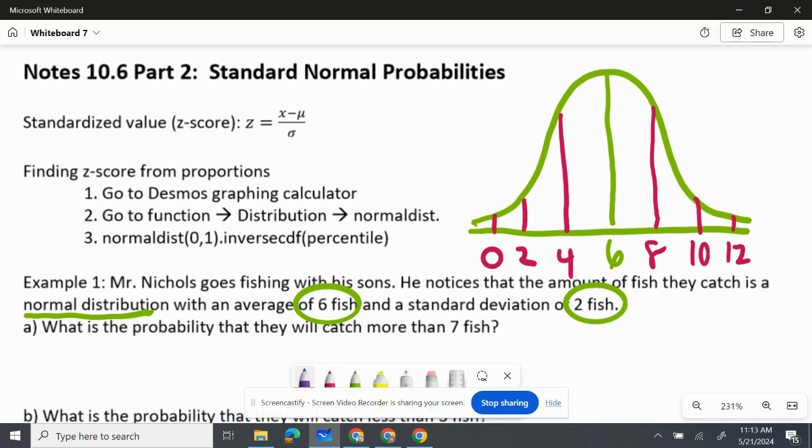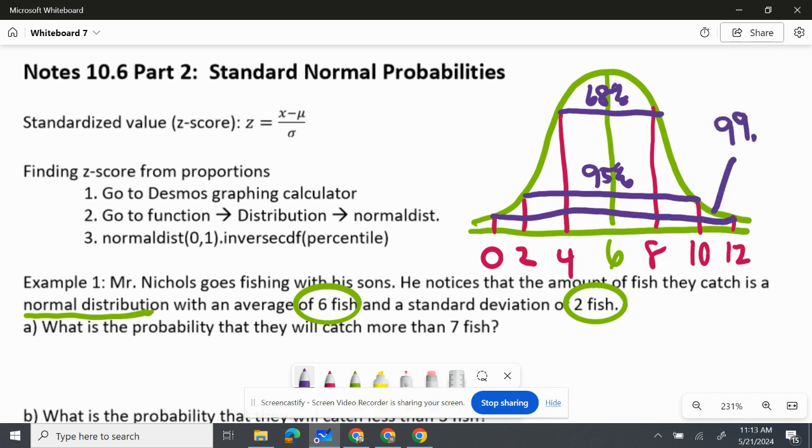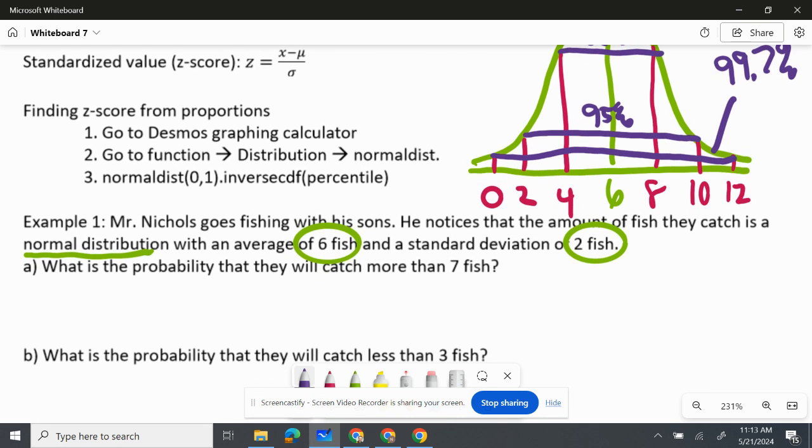Now, just as a quick review, 1 standard deviation away is 68% of the data. 2 standard deviations away is 95% of the data. And 3 standard deviations is 99.7% of the data.